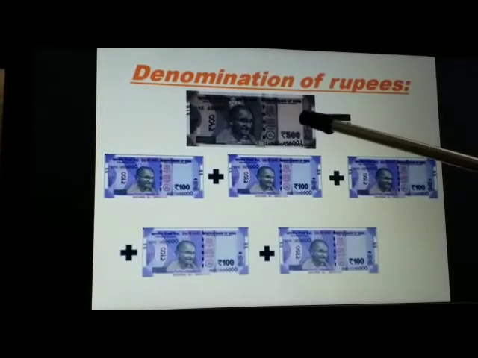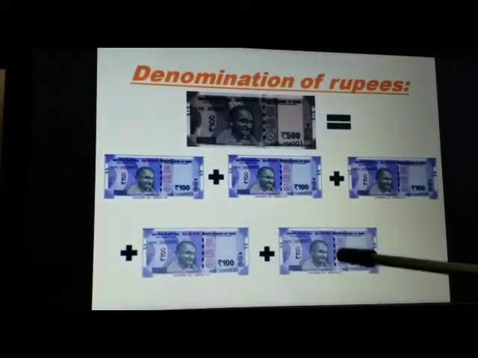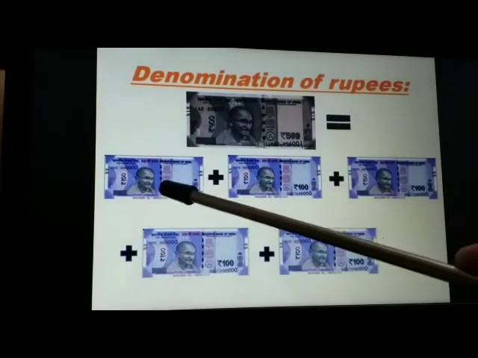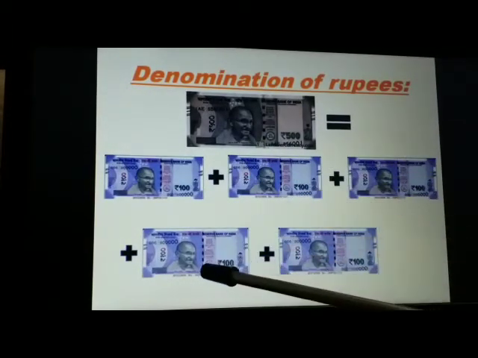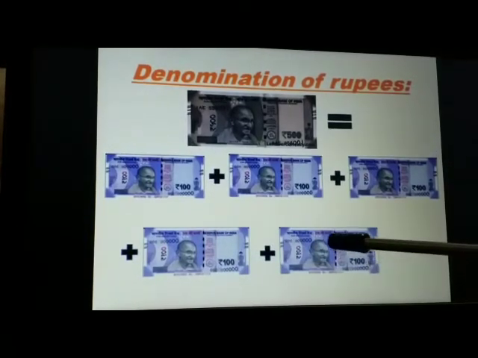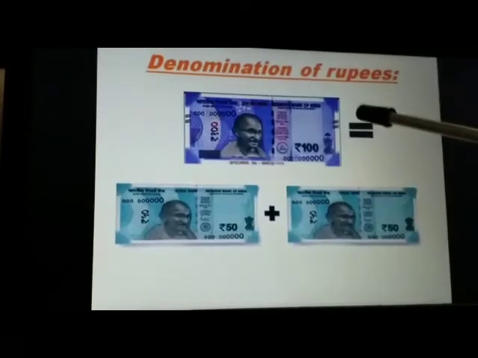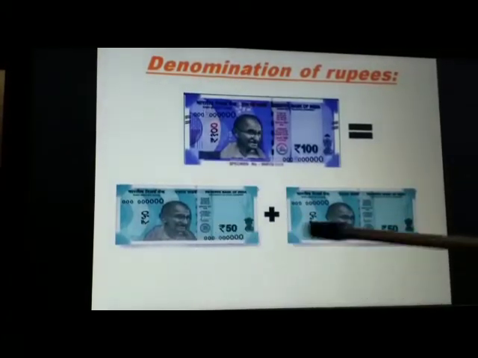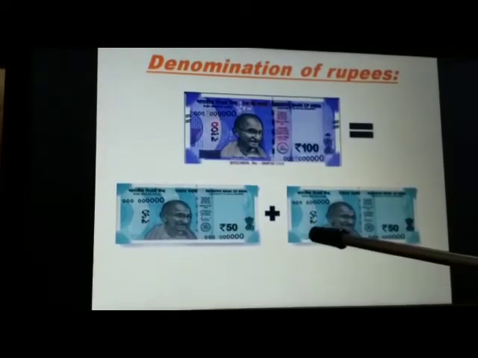Now, 1 500 rupees note is equal to 5 100 rupees note. 100 plus 100, 200, 200 plus 100, 300, 300 plus 100, 400, and 400 plus 100 is equal to 500. Now, 100 rupees note is equal to 2 50 rupees note. 50 plus 50 is equal to 100.